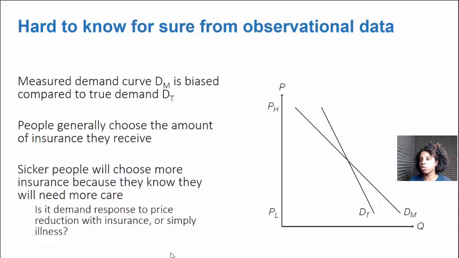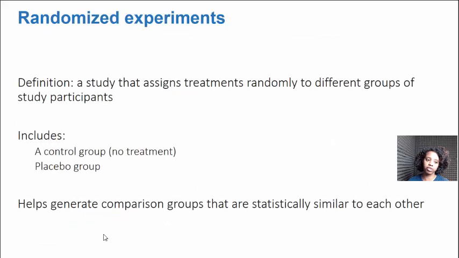But perhaps those were not people who were responding to the lower price of being insured, but instead people who were already sicker and for that reason signed up for the better coverage. So the question is whether the demand response is to the price reduction with insurance or if they're just responding to their own illness. And it's hard to tell when you're just taking observational data.